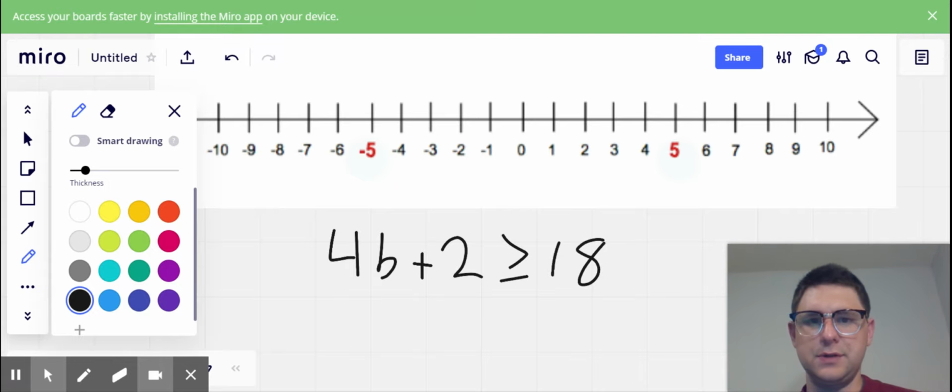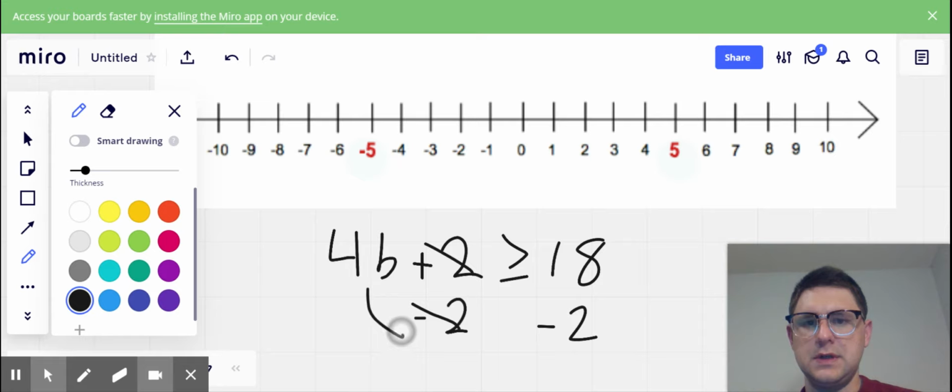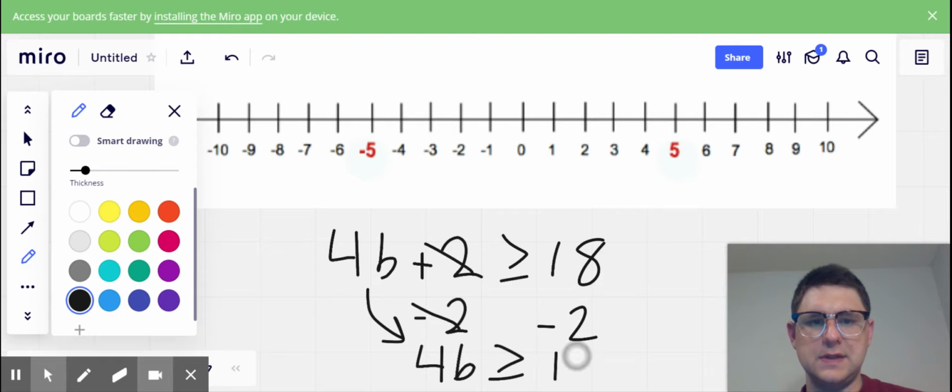Okay, again, very similar to an equation. I noticed that we've got some addition happening to the variable right here, so I'm going to get rid of that first by subtracting that 2 from both sides. These cross out. This moves down here. I've got a statement that says 4b is greater than or equal to 16.